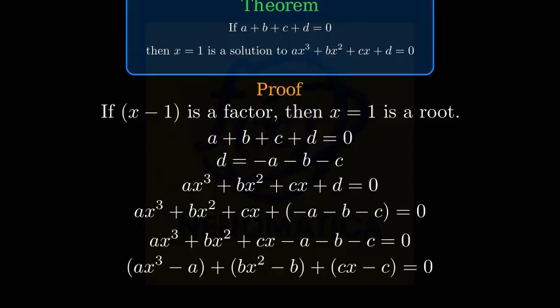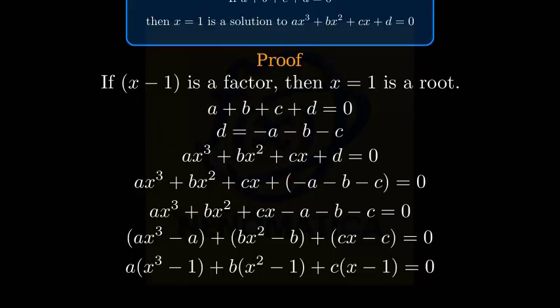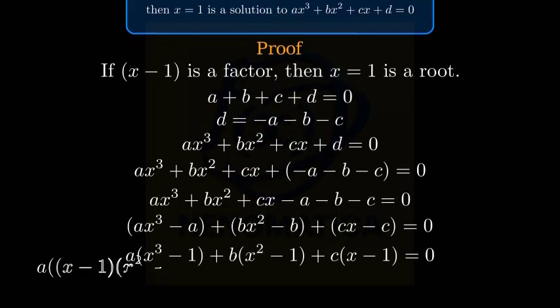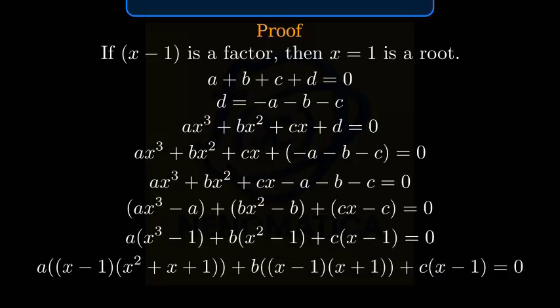Let's factor out the common terms from each parenthesis. We get a times x cubed minus 1 plus b times x squared minus 1 plus c times x minus 1 equals 0. We can further simplify x cubed minus 1 as x cubed minus 1 cubed, which factors as x minus 1 times x squared plus x plus 1. Similarly, x squared minus 1 factors as x minus 1 times x plus 1.